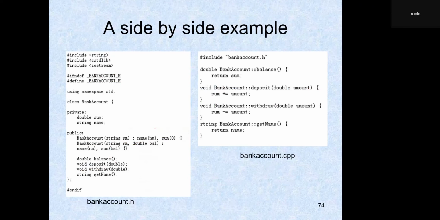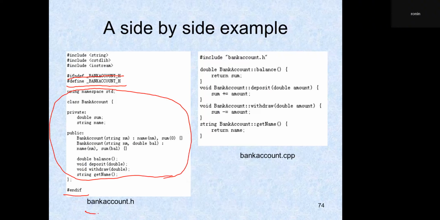And in this example, look, it's a good practice. Use #ifndef, #define, and #endif. If you create a header file, look, this is a header file, bankaccount.h. It's a good practice. You should use #ifndef BANKACCOUNT_H, then #define BANKACCOUNT_H, and use these sentences to enclose your header file, and this is the CPP.